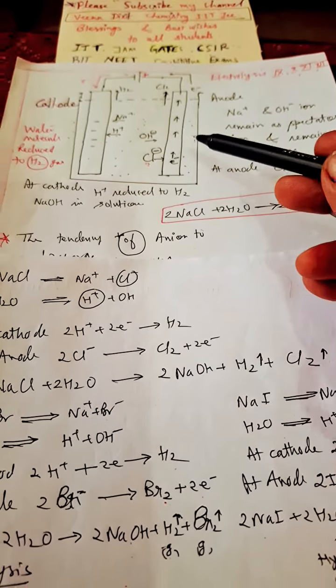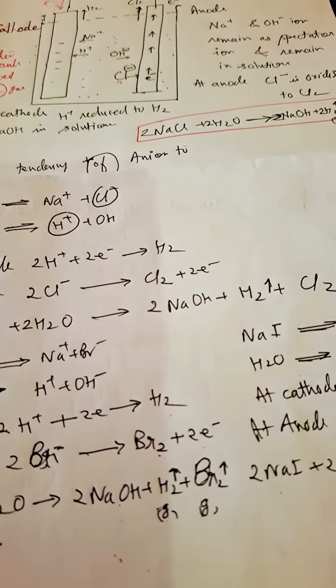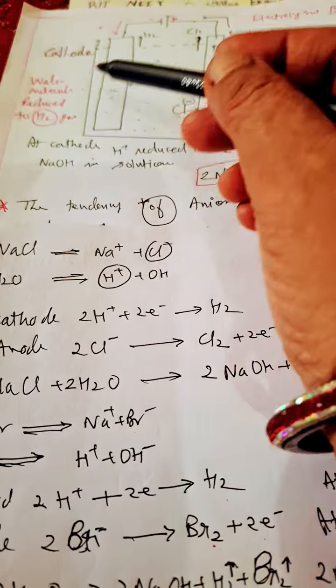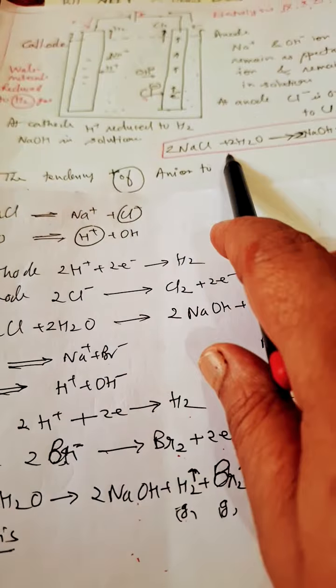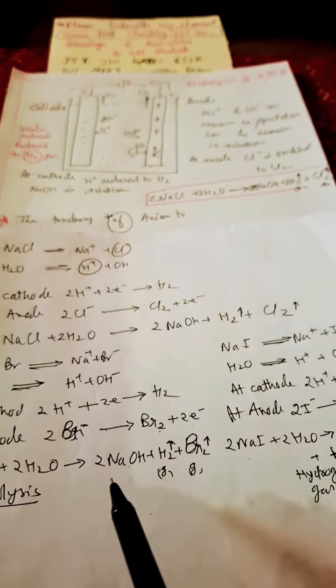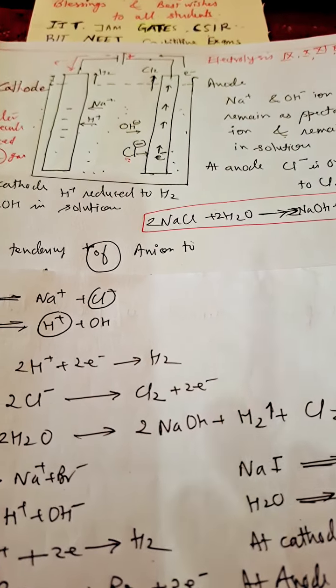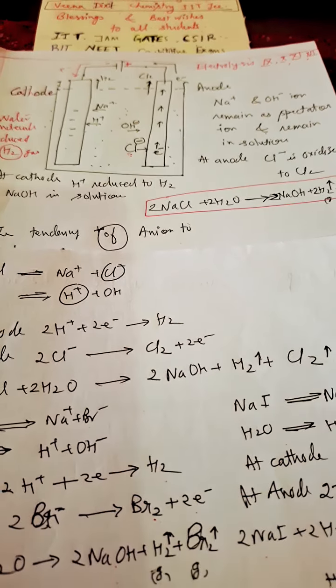In this way we can do NaCl, NaBr and NaI very easily, the electrolysis of all of them, and their water molecule is reduced to hydrogen gas, and Cl negative gives Cl2. So this is the electrolysis of NaCl, NaBr and NaI. This is applicable for all classes 9, 10th, 11, 12th. So this is the way we have to do.